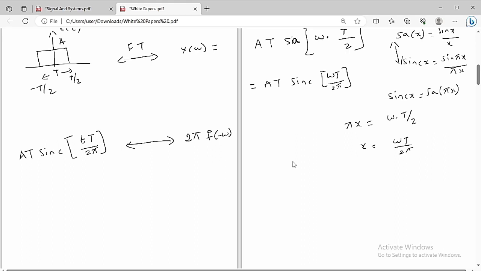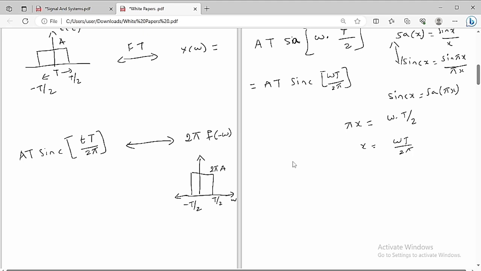So 2 pi means we are going to get like this. This is something that we are going to get. This is 2 pi a. This is t by 2 and this is minus t by 2. This is with respect to omega. So this is a signal that you are going to get like this one.